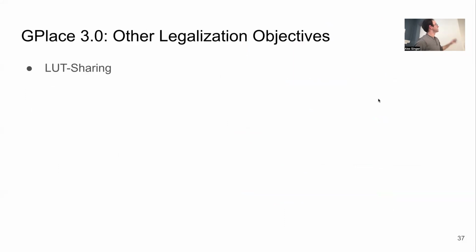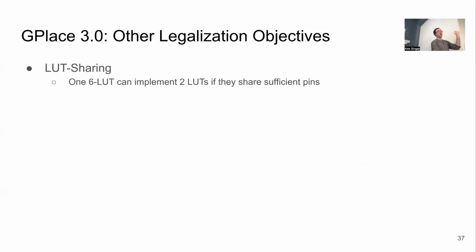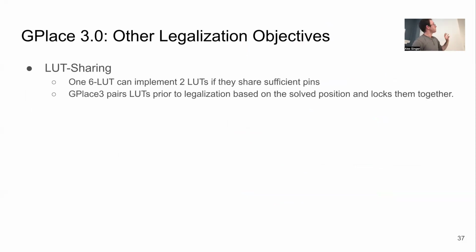Other legalization objectives. So, LUT sharing. 1/6 of a LUT in their architecture can implement 2 LUTs if they share sufficient numbers of pins. What GPlace 3 does is it pairs LUTs prior to legalization based on their solved positions and locks them together. So if it says these 2 LUTs want to be close to each other and they share enough pins, let's take this one and throw it away and say that they're locked. Wherever this one gets placed, that one's going to get placed as well. So they basically do a pre-packing, a lot like our molecules, but they do this on a per-legalization basis. After the solve, they basically do another pre-pack almost, if that makes sense.